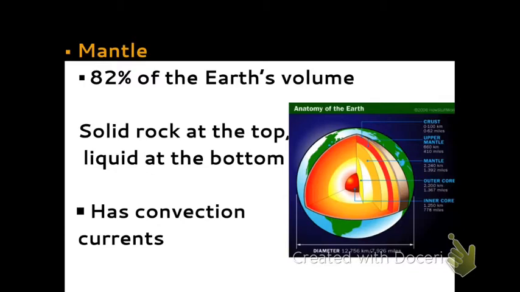The mantle is going to have solid rock at the very top of it, but it's going to be liquid at the bottom. And so why do you think it would be liquid at the bottom? Well, the core is really, really hot. So it's going to melt all of that rock. So the closer you go down to the core, the warmer it is. Therefore, the more melted the rock is and the more liquidy that it is. And again, this is magma because it's below the Earth's surface.